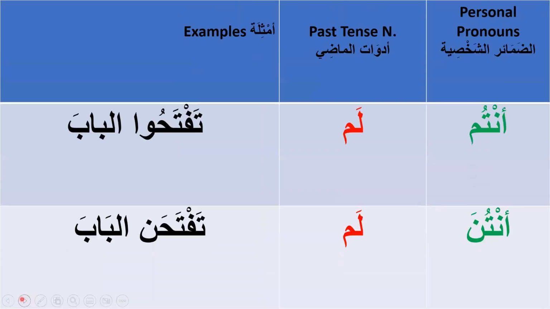Let's move to أنتم, you plural masculine. لم, did not, تفتحوا الباب. You did not open the door. الباب, the door. The noon is also dropped here, and we put an alif here instead of the noon. The noon no longer exists when you conjugate for you all masculine, did not say or do something.